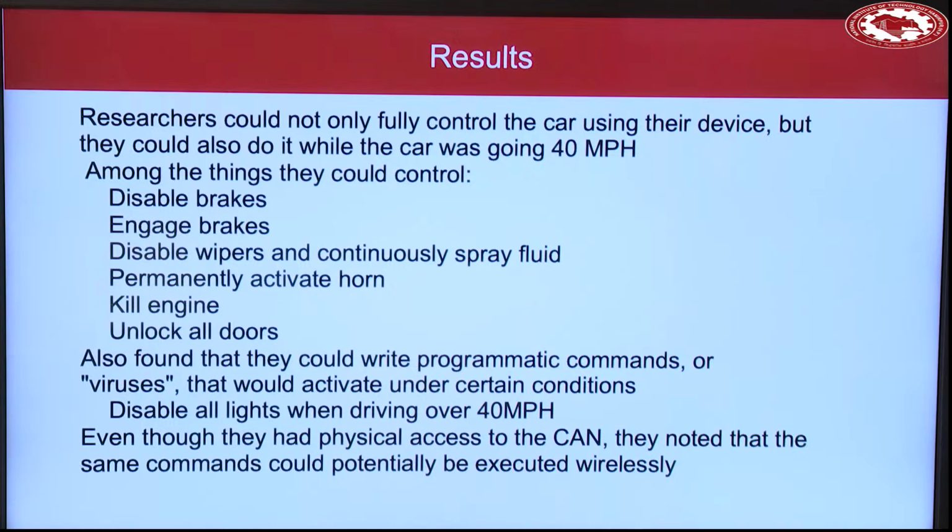They also found that they could write programmatic commands and viruses that would activate under certain conditions. For example, disabling all lights when you are at a certain speed. Braking the car when you are at 100 miles per hour. When you are at 100 miles per hour, you don't put on sudden brakes. If you do this, it might damage your components. And the vehicle behind you might not be braking suddenly, and they might hit you as well.